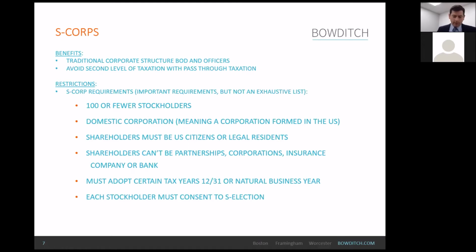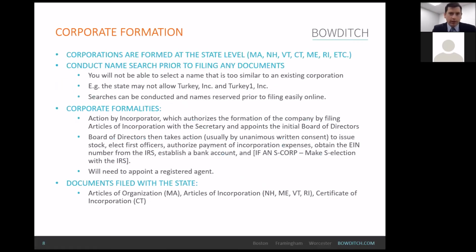All right, so the actual mechanism, I'm going to skip to the next slide. The actual mechanism of forming a corporation in the United States. Something to keep in mind, corporations are entities that are formed at the state level. So in New England, for purposes of this program, certainly Massachusetts, New Hampshire, Vermont, Connecticut, Maine, Rhode Island, you can form a corporation in any of them. That corporation will exist in that state and it can do business throughout the country.